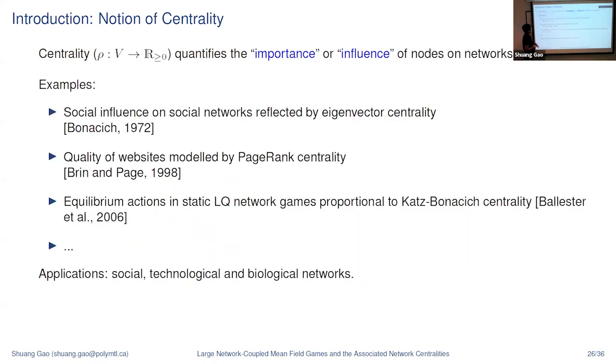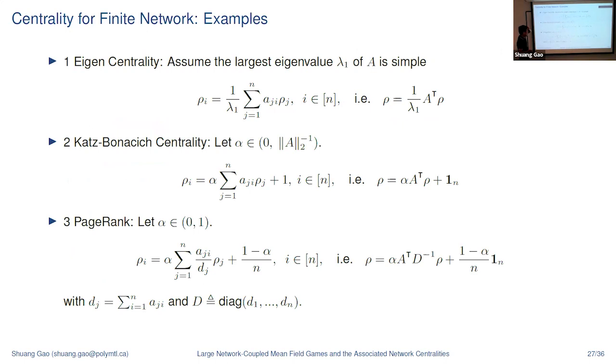Okay, so this has been used to study important nodes or social influence on social networks. This can be characterized by the eigencentrality. The quality of websites can be modeled by the PageRank centrality. And the equilibrium actions in a static network game, where the cost has this linear quadratic structure, is shown to be proportional to the Katz-Bonacich centrality.